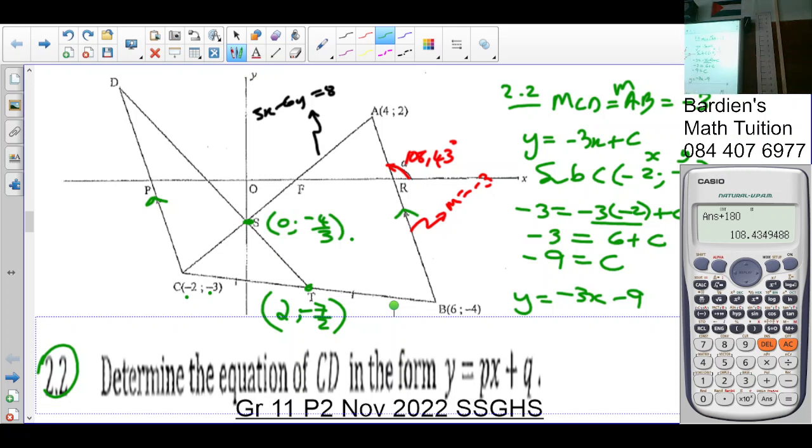Yeah, take it. Yeah, I was almost halfway marking it.